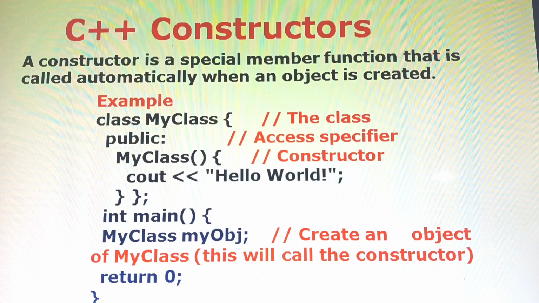To create the constructor we have to use the name of the class. We should not give any other name to create the constructor. Class name and constructor name should be the same, and the access specifier should be public. Then give the statement. Here we have given one simple statement to print the sentence hello world.